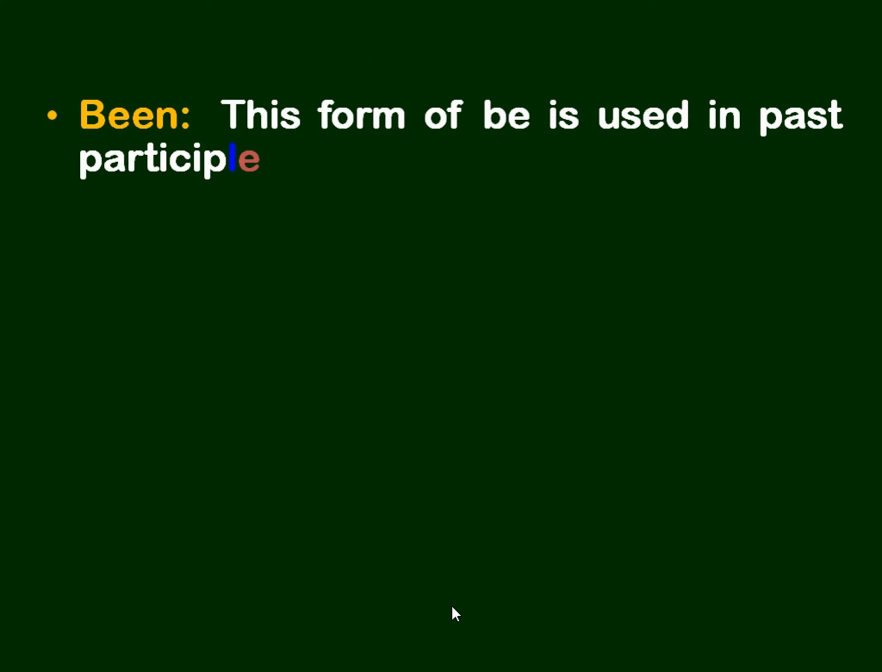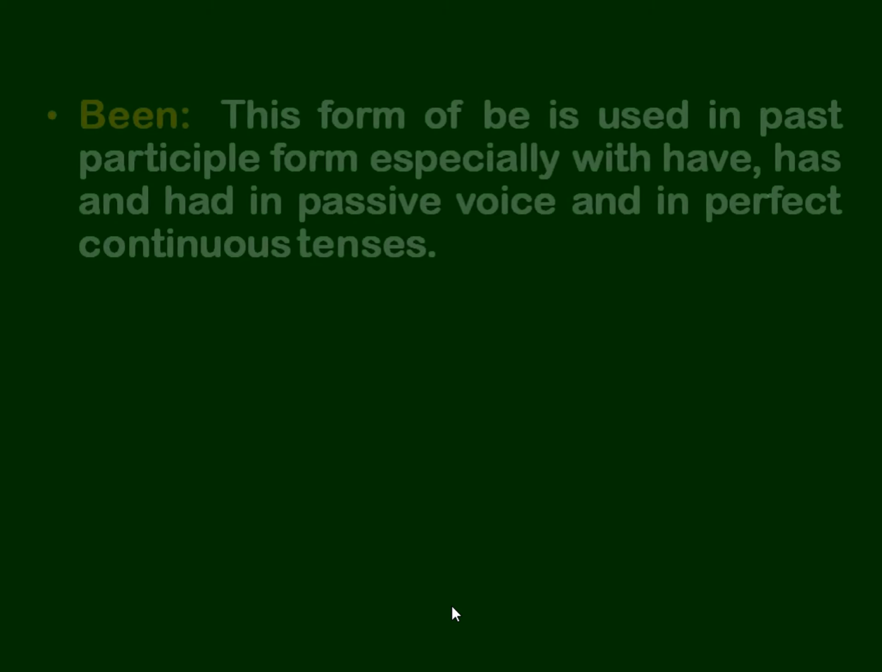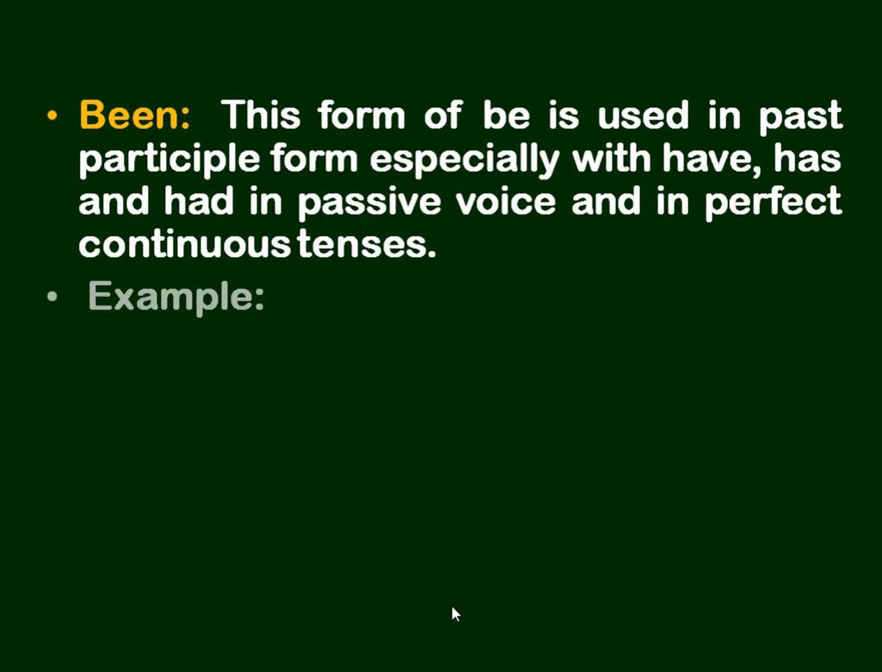Okay, this is been, the past participle form of be is been. This form of be is used in past participle form, especially with have, has, and had in passive voice, and in perfect continuous also. Actually, we use this been form in present perfect continuous tense, past perfect continuous tense, and future perfect continuous tense. And the same been is also used in passive voice. You need to remember.